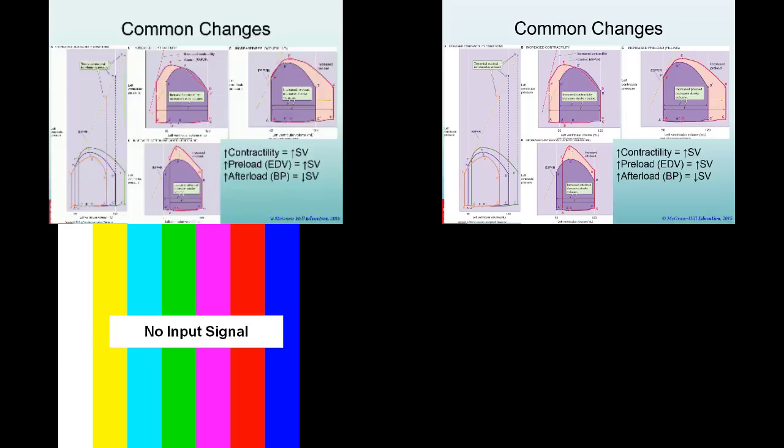Afterload. Afterload is going to prevent blood from leaving the left ventricle when it contracts, because you're going to have a higher pressure in the aorta, in the systemic circuit. So in that case, the same contraction is going to result in a higher end systolic volume. You have to go against more pressure, so you're going to have a lower stroke volume. You can't pump as much blood during that cycle.